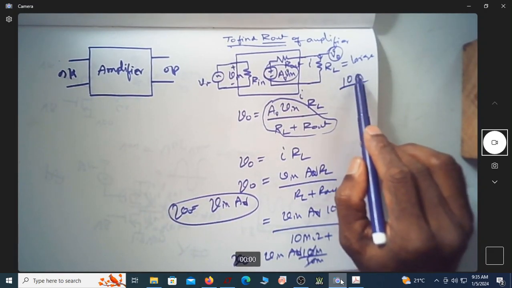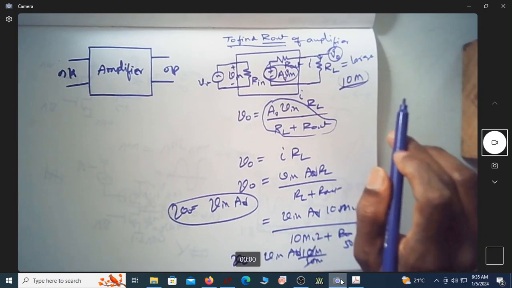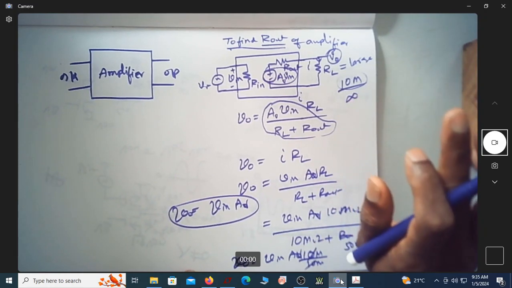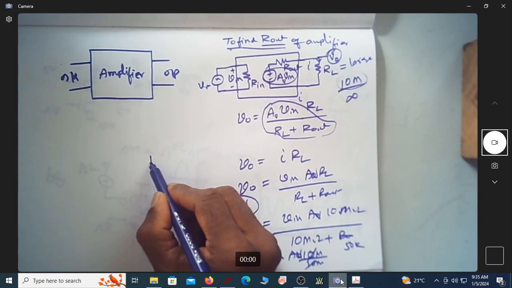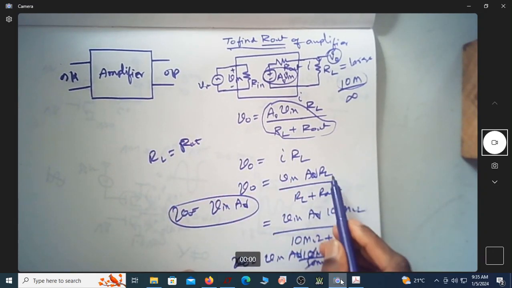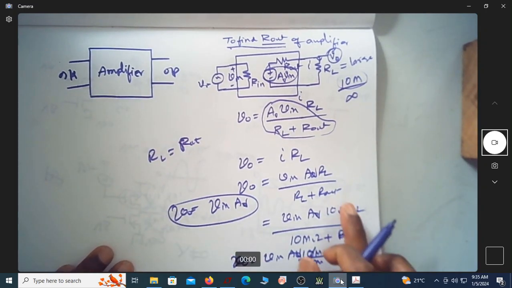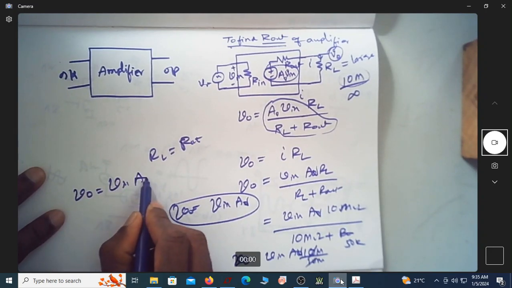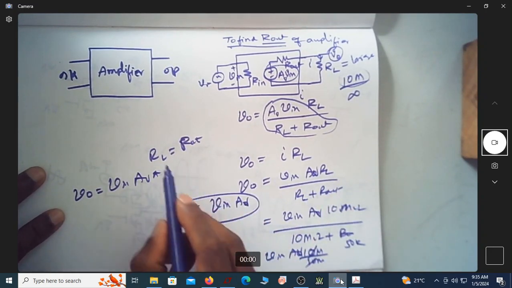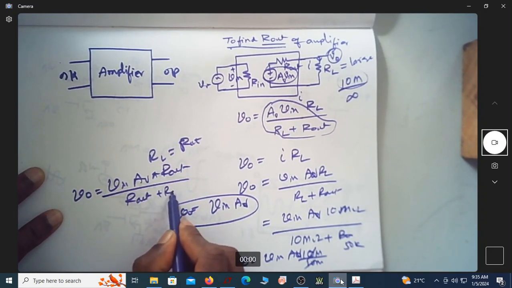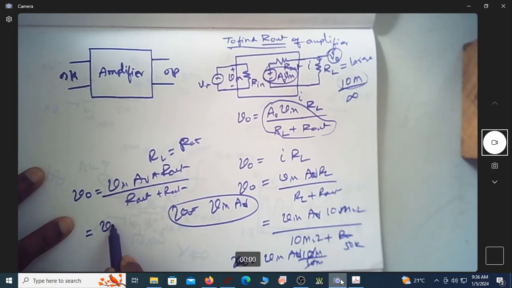Now, the first value should be a very large value. I am supposed to make it infinite. Since infinite is not possible in simulation, let us give a very large value. In the second case, make this RL equal to R out. When you make RL equal to R out, what is V naught now? V naught is equal to Vin AV multiplied by RL, which is R out, divided by R out plus R out. So is it not becoming Vin into AV by 2?